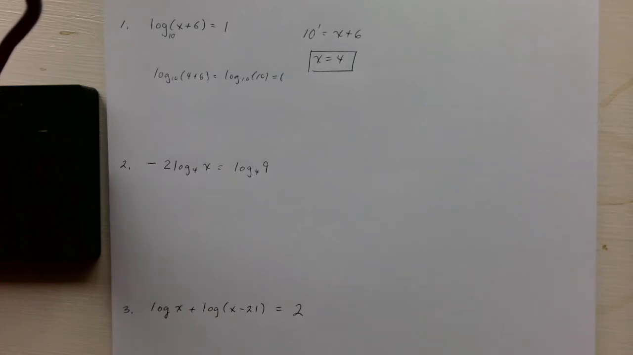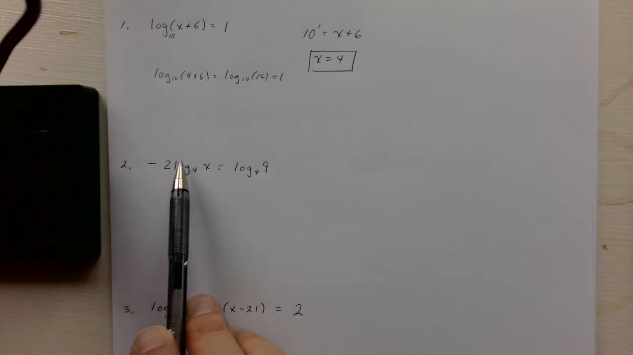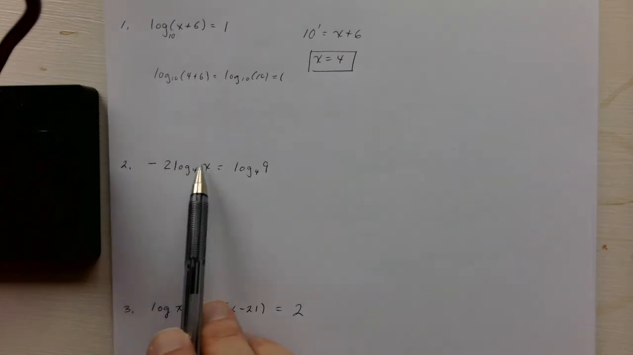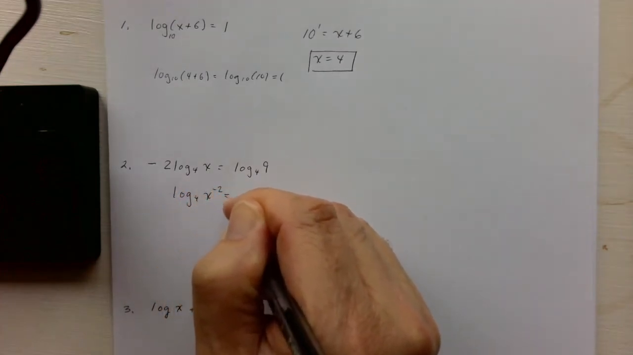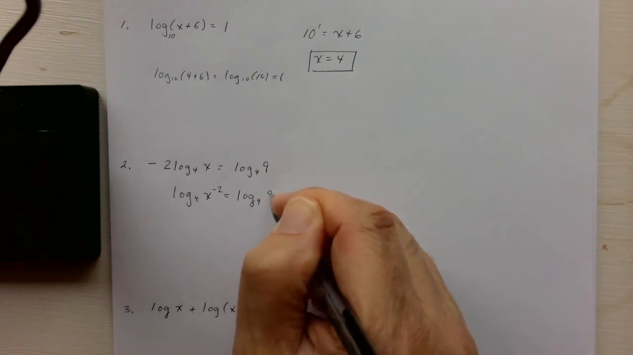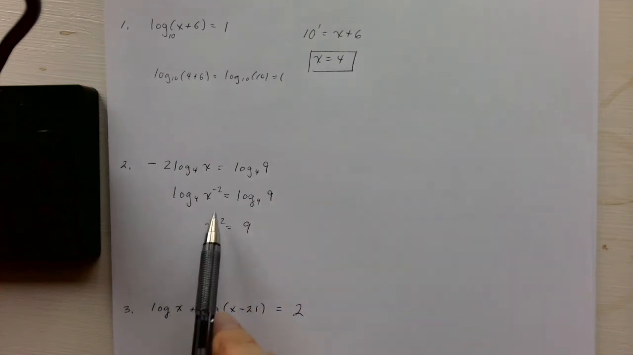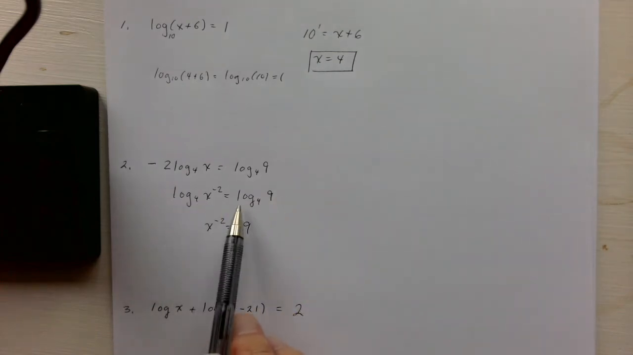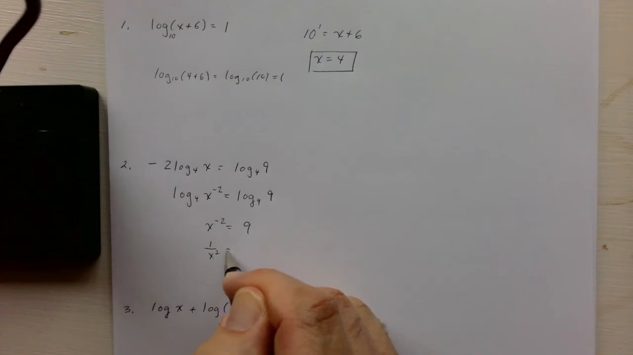For example 2, here we can write this as log base 4 of something equals the log base 4 of something else, as long as we deal with this negative 2. And because this is negative 2 times this log, we can bring this negative 2 back up as an exponent. So now we have x to the minus 2 equals 9, because we have log of something equals log of something else. The bases are the same, so we just drop the logs. We solve this. This is the same thing as 1 over x squared equals 9.